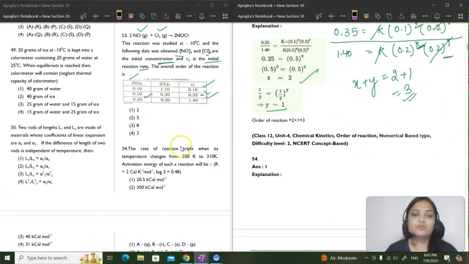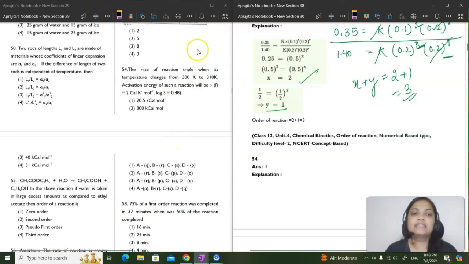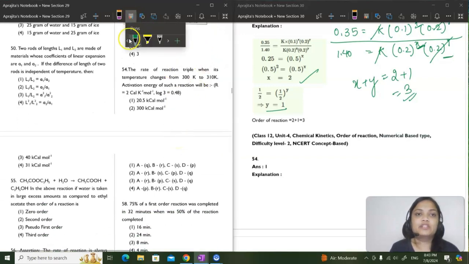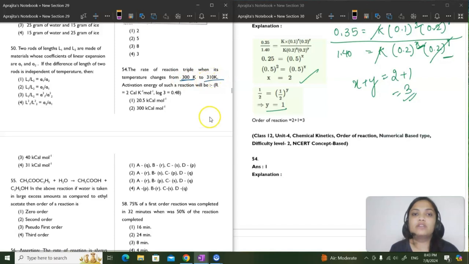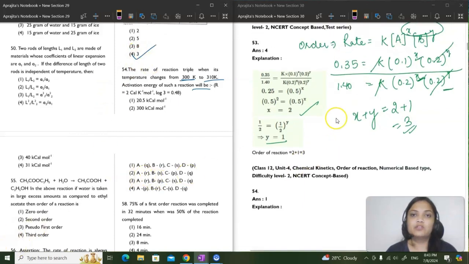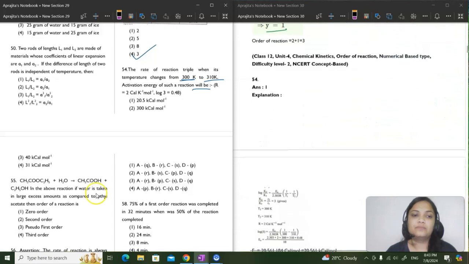Next question, students, 54. It says that the rate of reaction triples, which means it becomes 3 times, when its temperature changes from 300 to 310 Kelvin. The activation energy of the reaction is what you have to find out. For that we need to know the formula for activation energy, right? So let us see that.